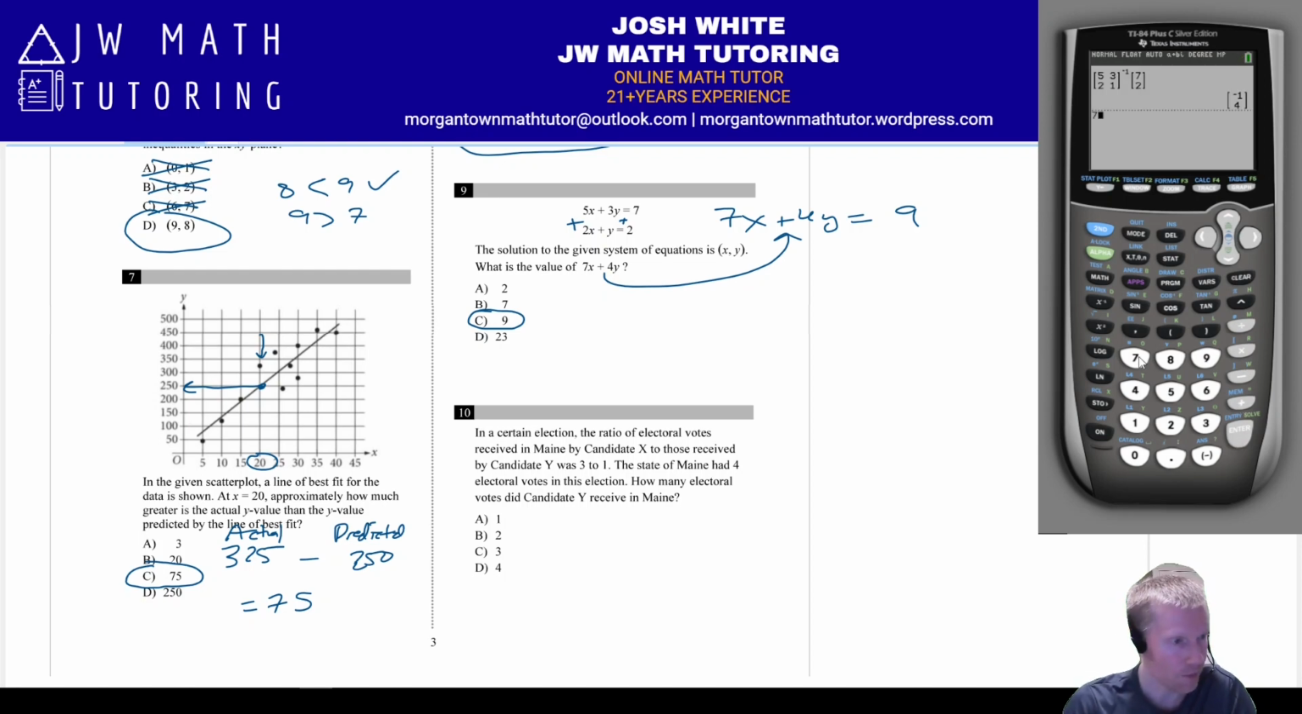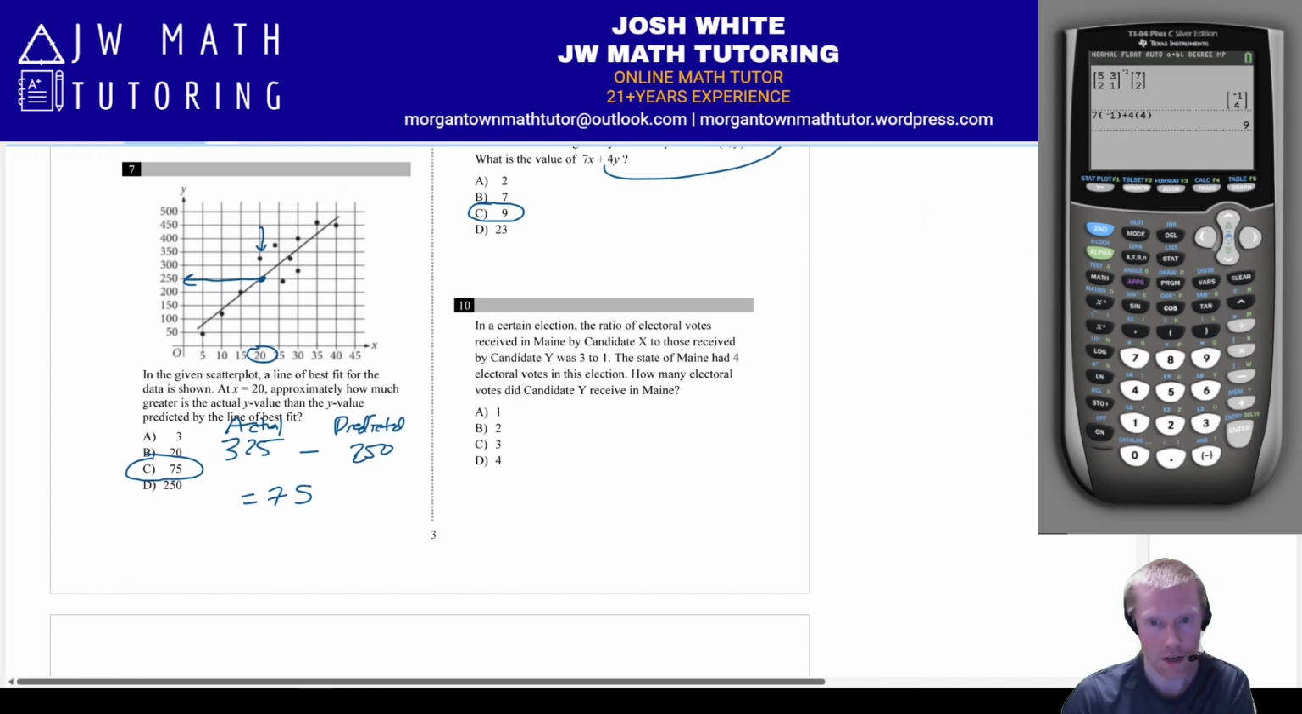So now the top number listed there is for the first variable, which in this case is x. The bottom one's for the y. So I need 7 times negative 1 plus 4 times 4. Positive 9, same answer. That's an alternate method you could use if you don't recognize that you can just add these two together and get the answer. And it really doesn't take that long to do on the calculator if you're familiar with how to solve a system of linear equations using matrix properties.